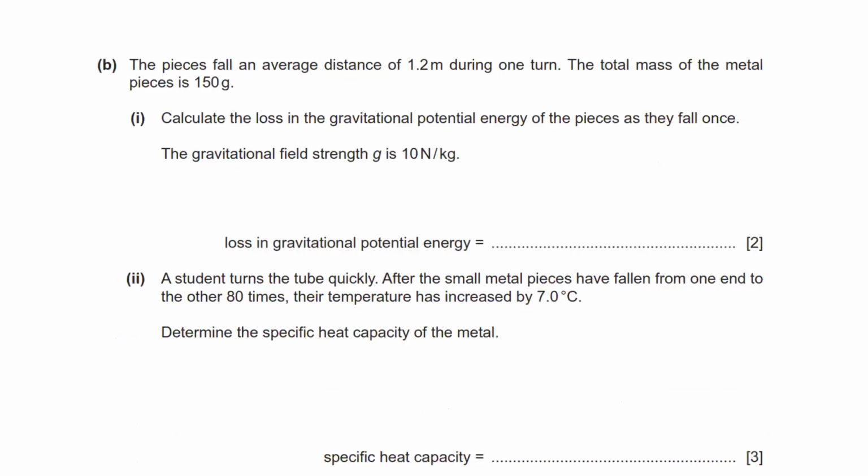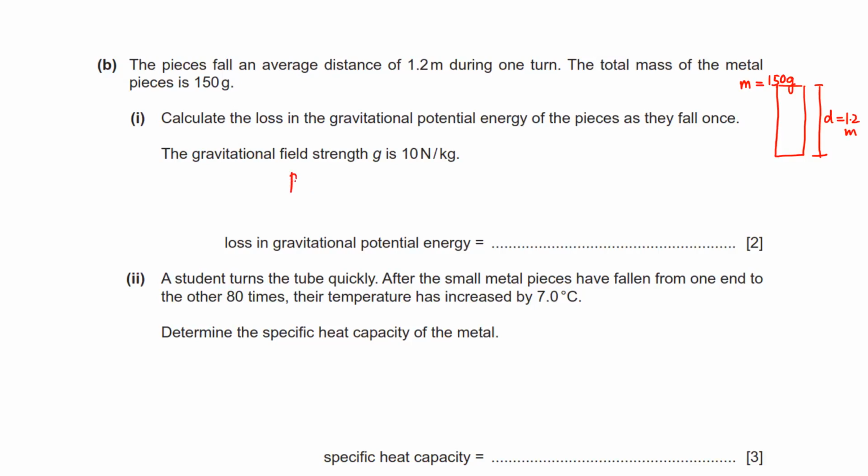Then part B, it says the pieces fall an average distance of 1.2 meters during one turn. The total mass of the metal is 150 grams. It says calculate the loss of gravitational potential energy of the pieces as they fall once. So the distance traveled, this is d, is 1.2 meters, and mass over here is 150 grams.